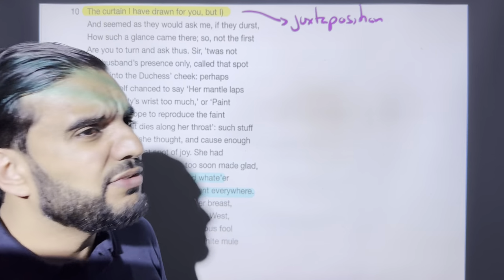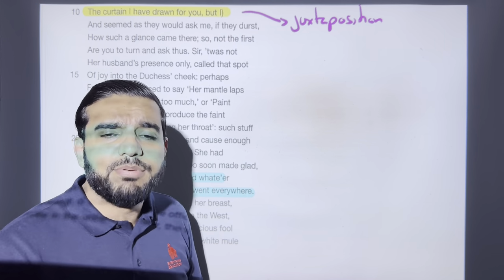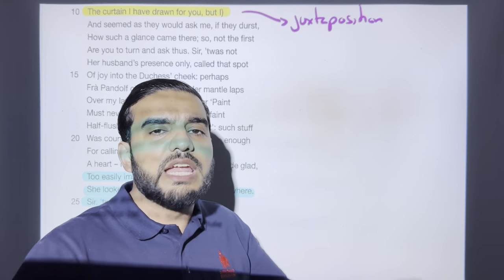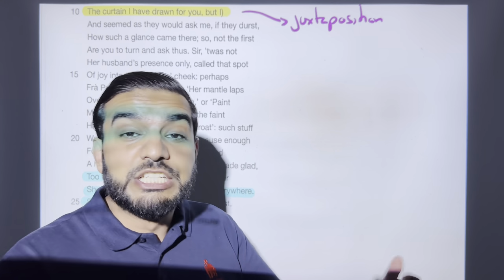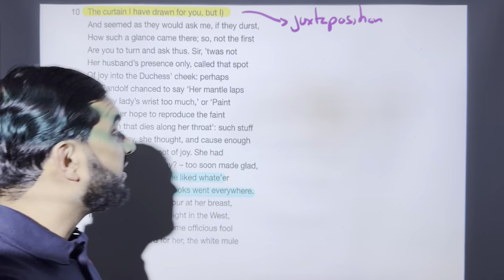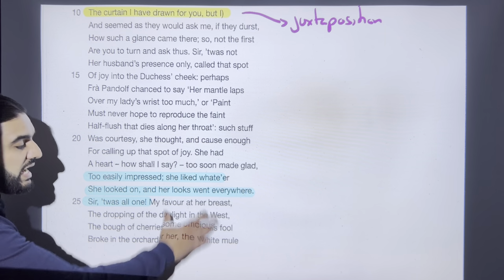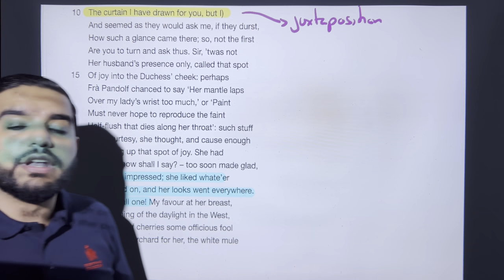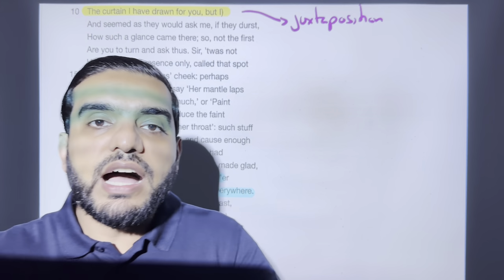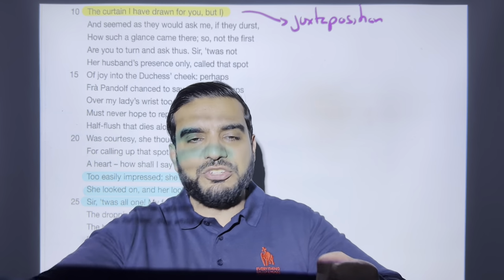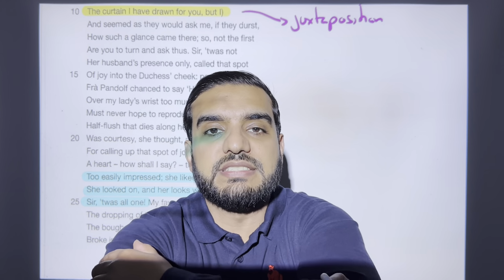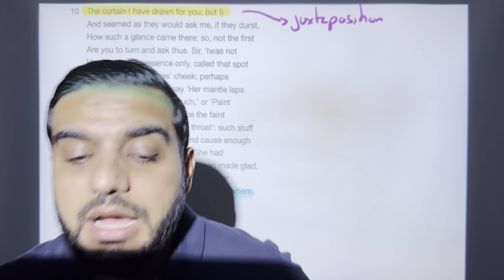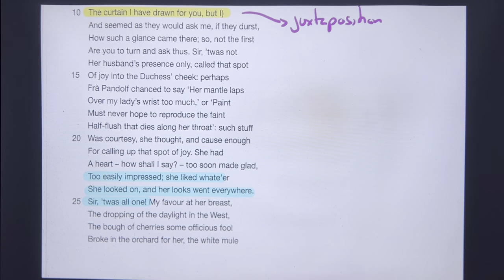Are women even called perverts? I think so. But yeah, she was a pervert, guys, and he says that her looks went everywhere, and she liked what she looked on. She was checking out other men. And then he says it was all one. Now, there's no point remembering all of that. Just that in itself, it was all one. He's basically saying that I wasn't separate. I wasn't special. She treated all of us the same. Who's us? Other men, other people that would do things for her.